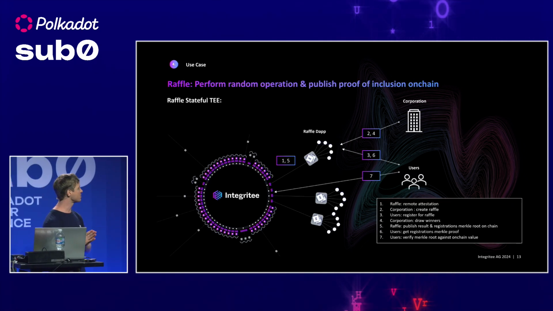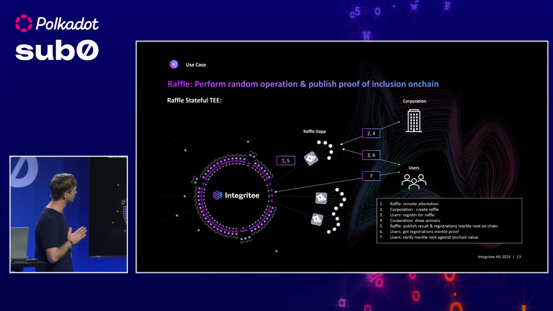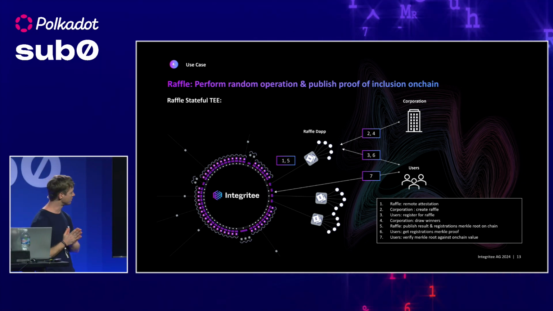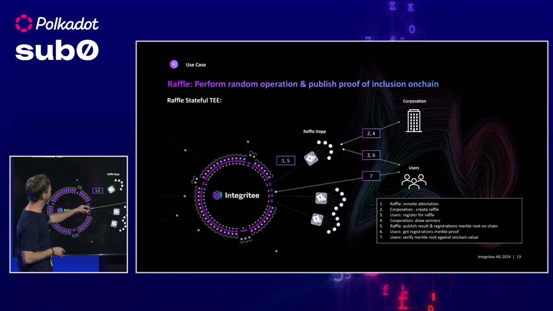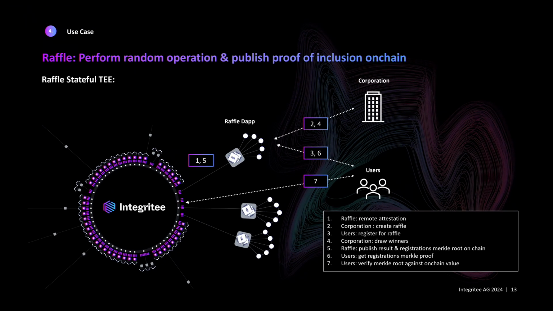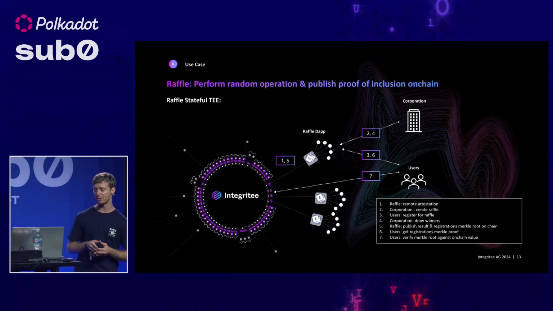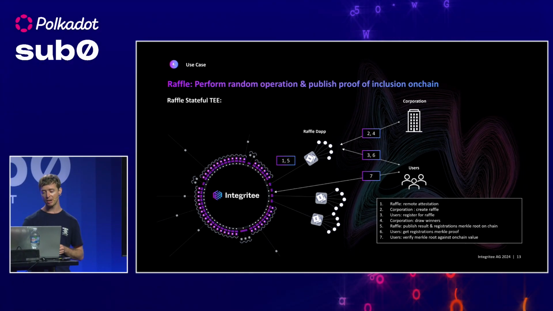All right, so how does the demo flow look? Here on the bottom left, you see what is happening. Instead of drawing multiple lines for all the connections, you see which step happens on which connection, essentially. So what happens first? The T will register itself along with its business logic on the Integritee parachain.